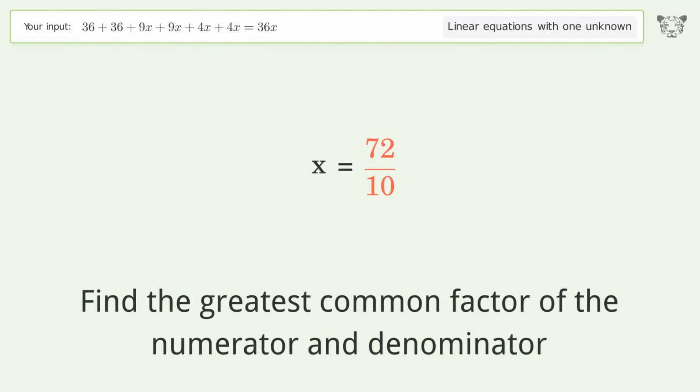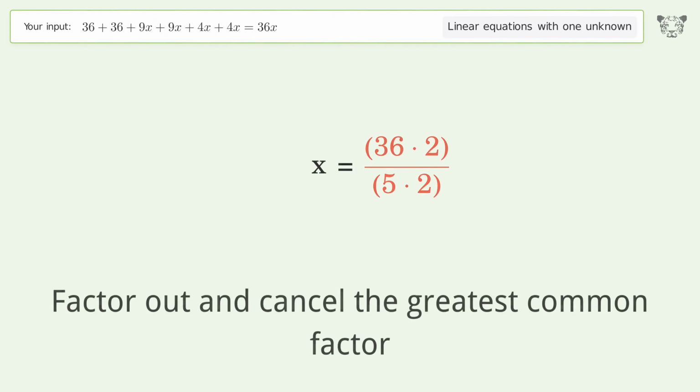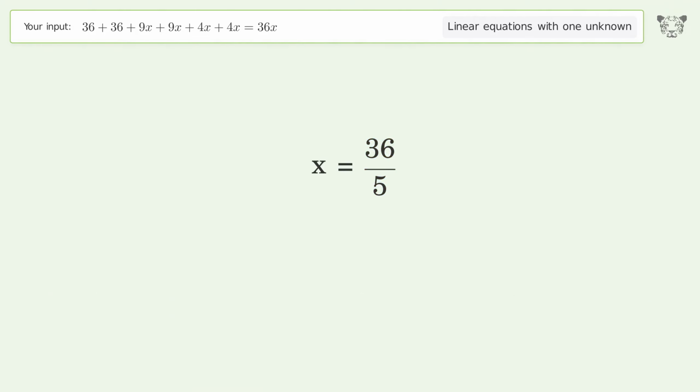Find the greatest common factor of the numerator and denominator. Factor out and cancel the greatest common factor. And so the final result is x equals 36/5.